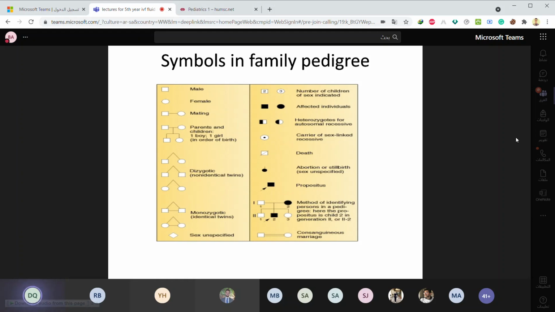Okay, this means affected mom and affected child. These two lines between the parents indicate consanguineous marriage. So you have to use this pedigree when we take a history for a patient with a genetic disorder or suspected genetic or chromosomal disorder, to know who's affected, how many, male or female, is there any carrier, and to see if there are any abortions or deaths in the family.